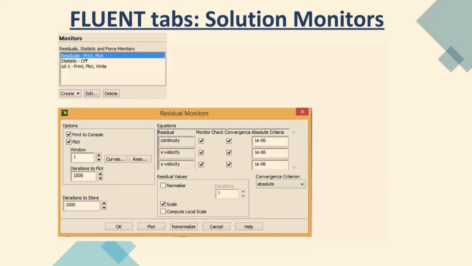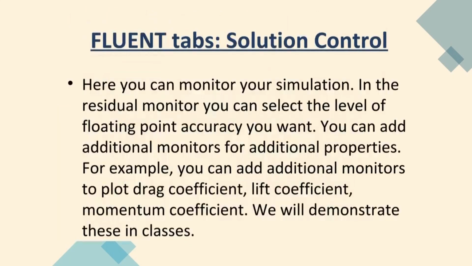What else here? On the left side, you can tick print to the console, which means it will print at the bottom, and if you tick plot, it will show graphically. So the solution control, these are the things I already told you.